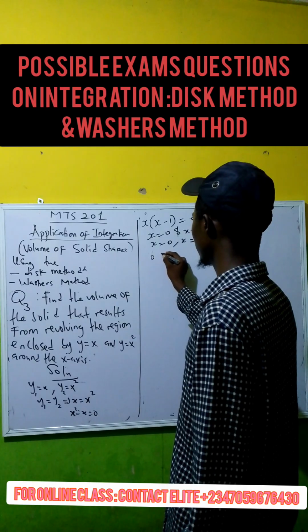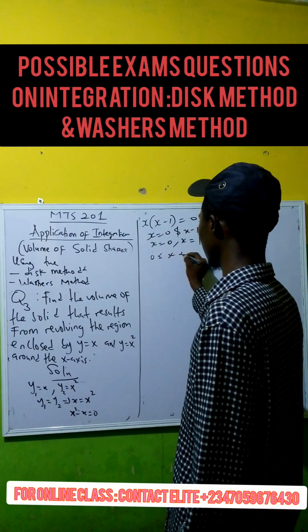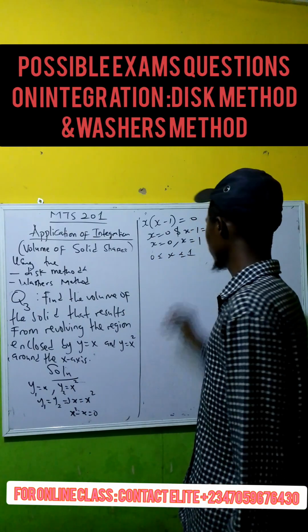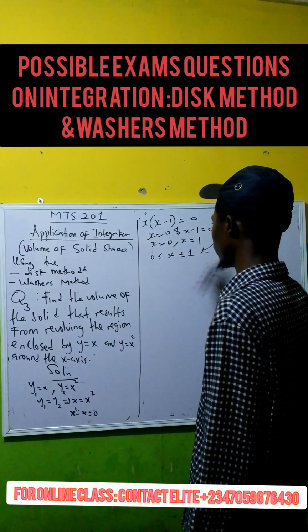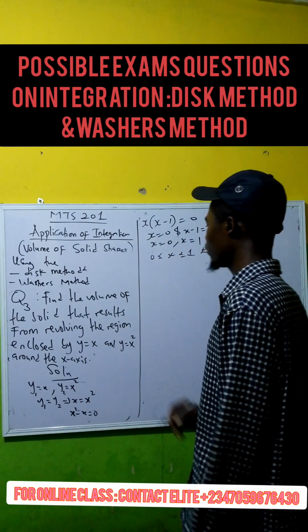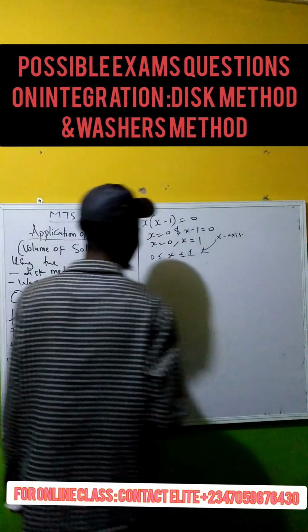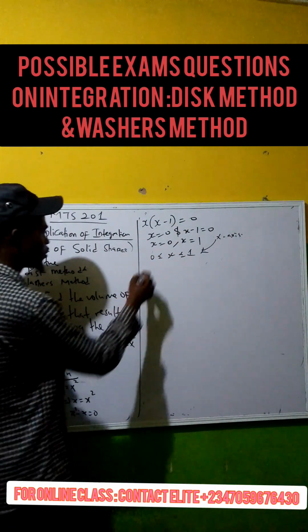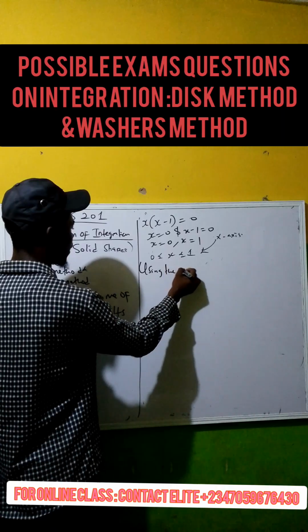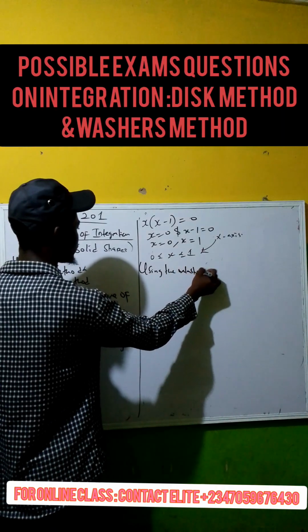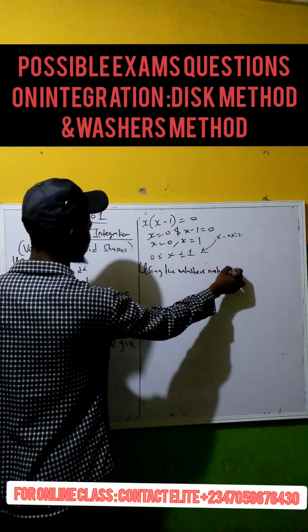So we've gotten our boundary: 0 is less than or equal to x, which is less than or equal to 1. So it is facing the x axis. It's obvious. So now we have two equations, using the Washer's method, because we're having two equations.